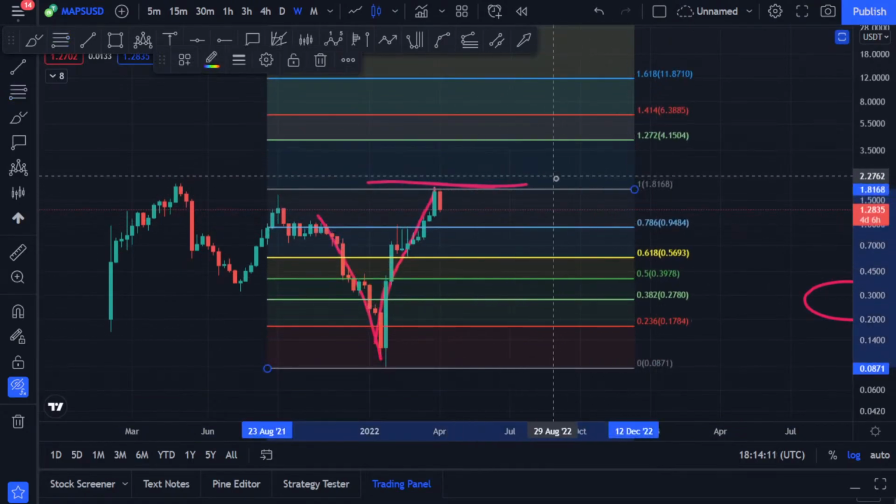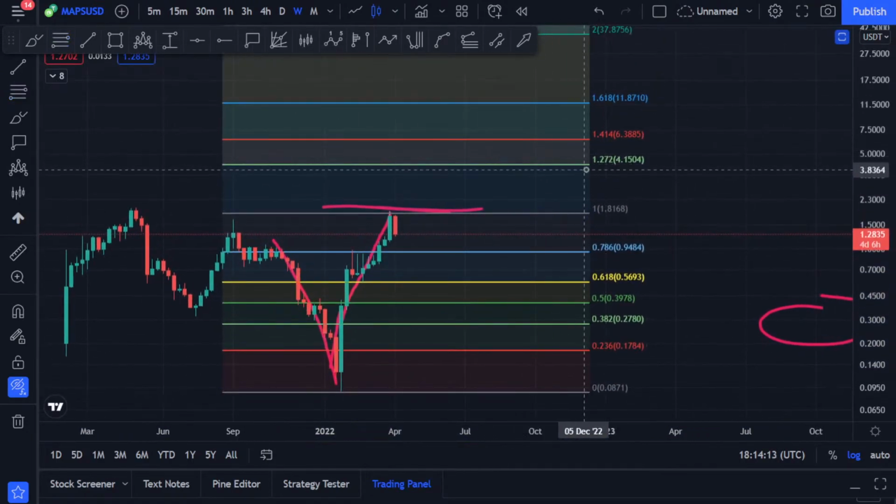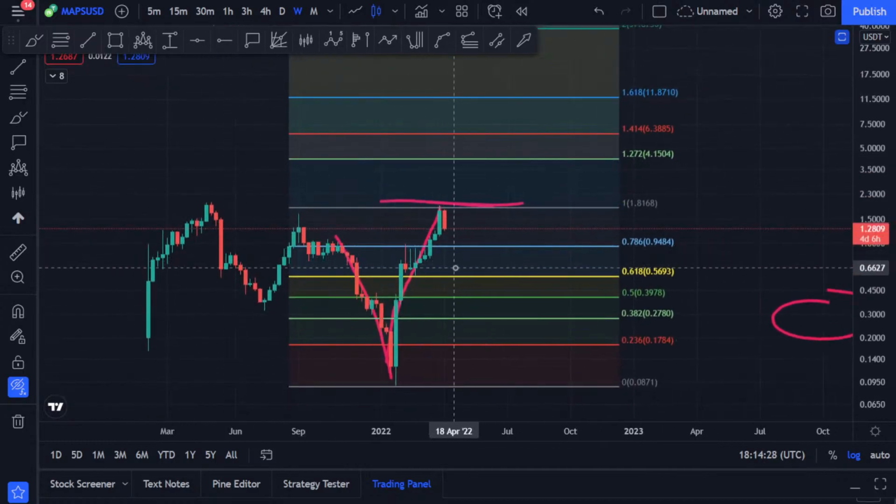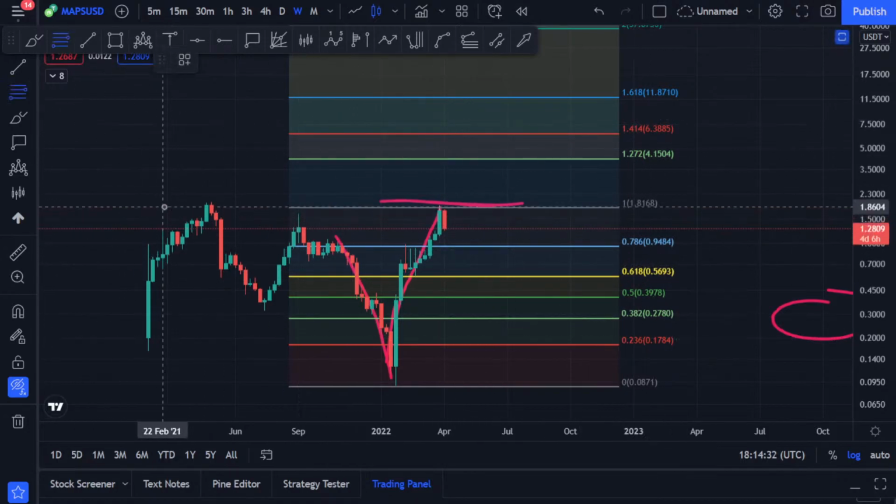Take this off, put it here. Then it has the momentum to go to the next Fibonacci level. Clearly, okay? You cannot ignore this: $1.272, $4.15 if it breaks the one level, okay? Now, if it doesn't break it, then accordingly, you should see where the 0.618 level is. Maybe that's where it's going to find its support, or at the 0.786 level.